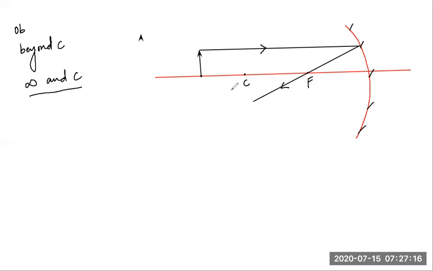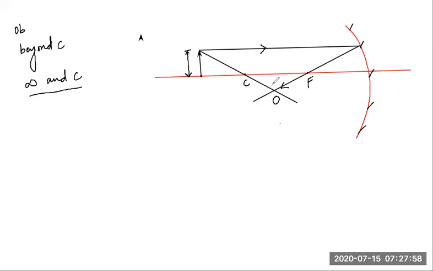The other ray you would draw from the tip of the object, and it should pass through C. Let me draw that. So I will draw a ray from the tip of the object passing through C. Just see, students, where it intersects the ray coming from the focus. It intersects at this point. I may name this point as O. Now, this is the size of the image.